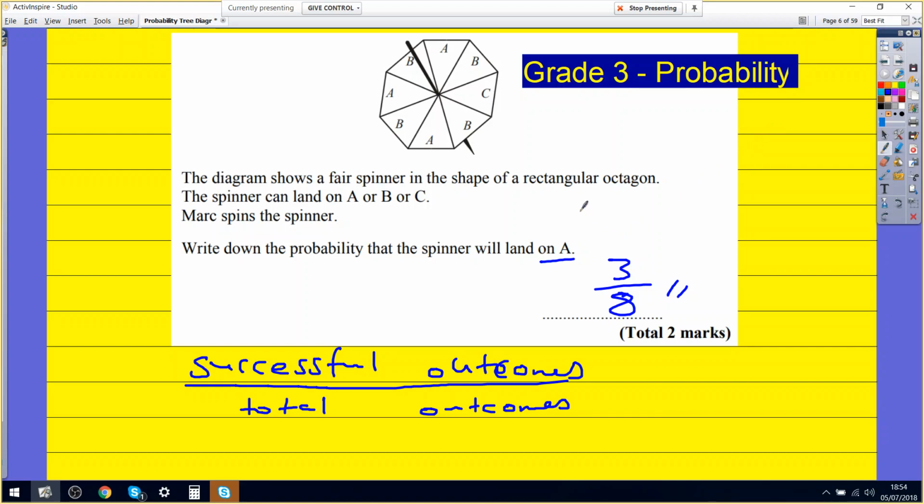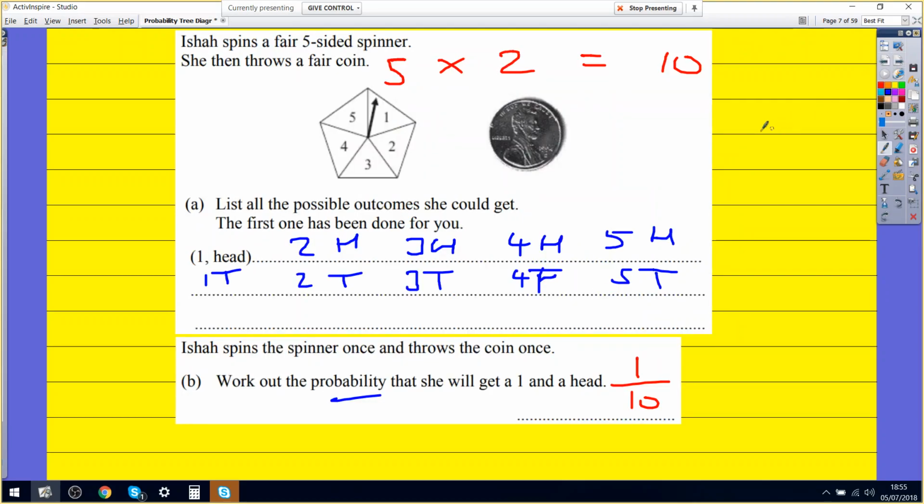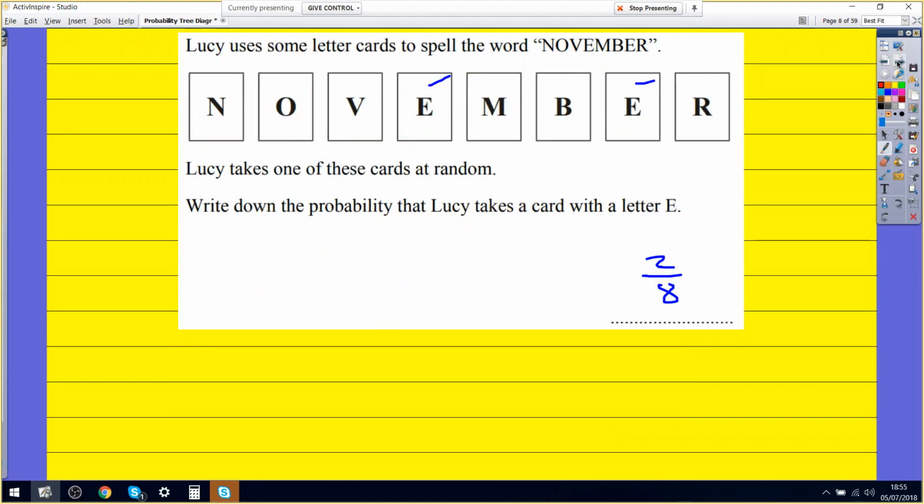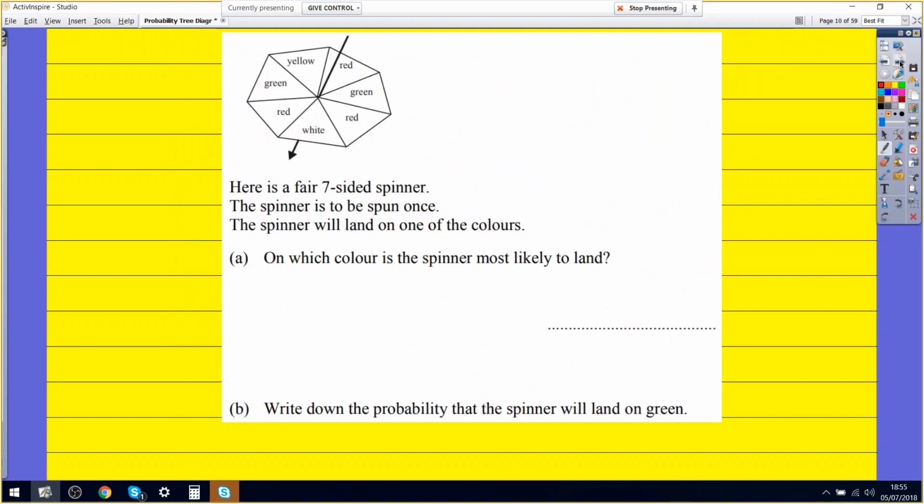The way probabilities work is your chances of it landing on A are literally 3 out of 8. 3 chances out of a total of 8, and that's 3 over 8. You can write that as a decimal, 0.125, or as a percentage, 12.5%, but it's exactly the same idea. Literally 3 out of 8 is the easiest way to look at it. This one was 1 out of 10 because there's one successful outcome out of a total of 10 outcomes. So these you were then quite good at.